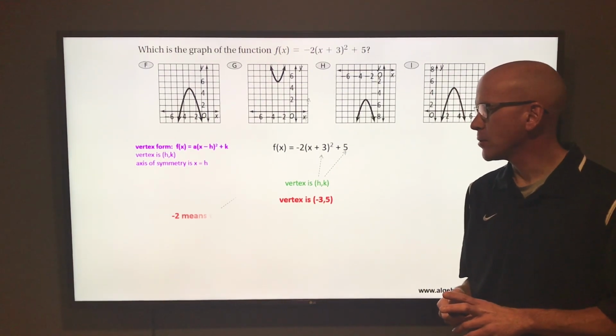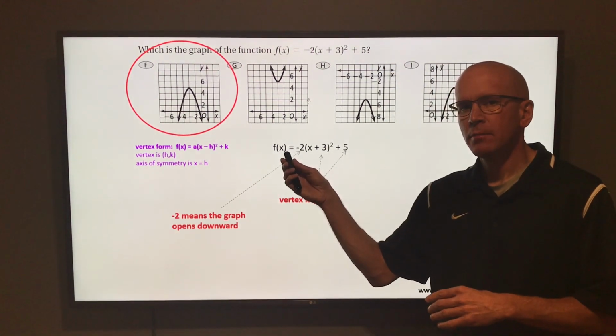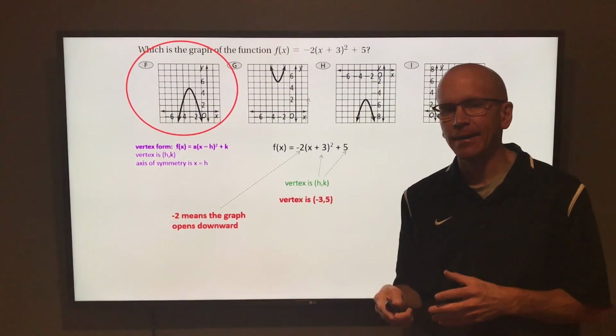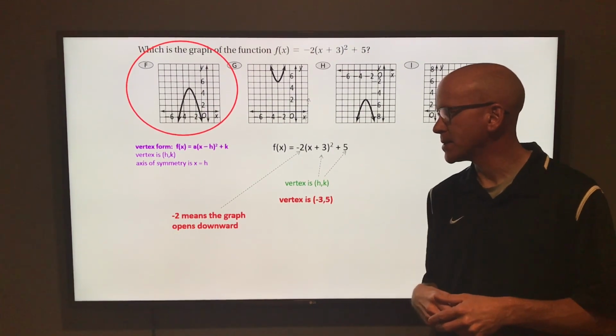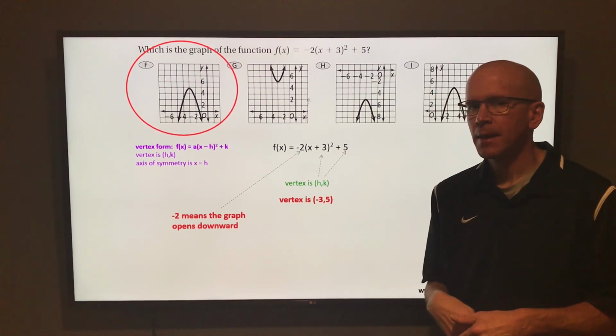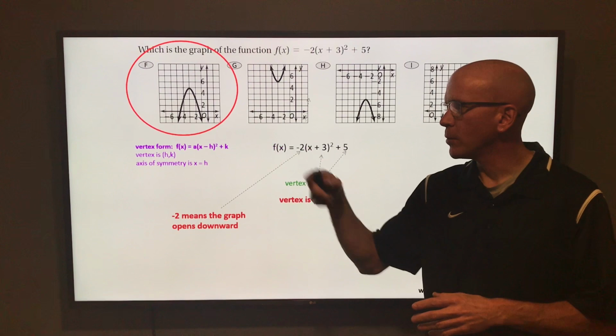Then you can also tell which way the parabola opens based on this negative 2 out front. Remember the number in front of the x squared, in this case, the (x plus 3) squared, if that's negative, the parabola opens downward. If that's positive, the parabola opens upward. So if that was a positive 2, we'd probably be going with letter G. But it's negative 2, meaning the parabola opens downward. I'm going to go with letter F.